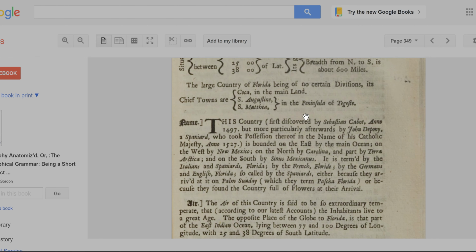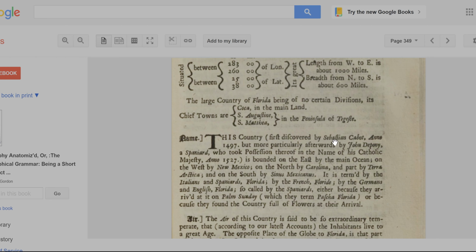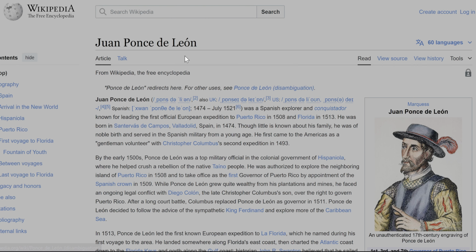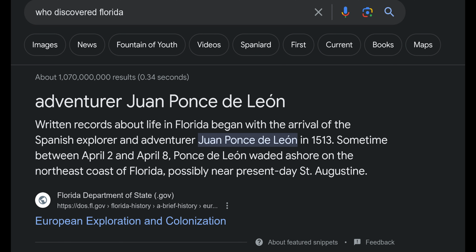Another book that seems to claim the same thing, talking about Florida, this country first discovered by Sebastian Cabot in 1497. A bit of a change on the date this time, 1497 instead of 1479, but more particularly afterwards by John de Pony, a Spaniard who took possession thereof in the name of his Catholic Majesty in 1527. So it seems the Spanish have come afterwards, the Spanish have come to take this area afterwards, you see. But it's very strange because official history tells us that this was the person who made the first discovery of Florida, and he did so in about 1513. He's the first European to discover Florida, even though we've seen evidence that he's not.